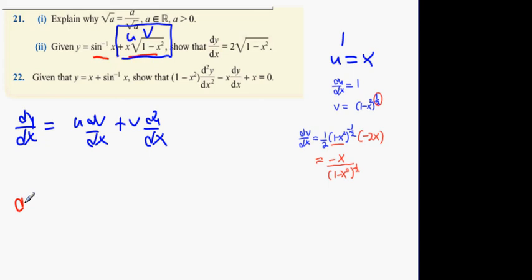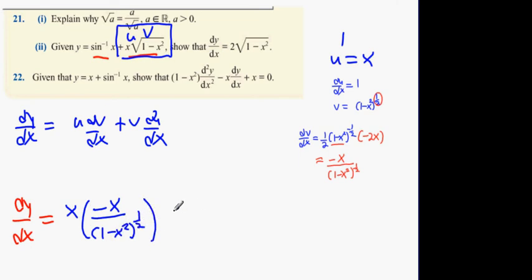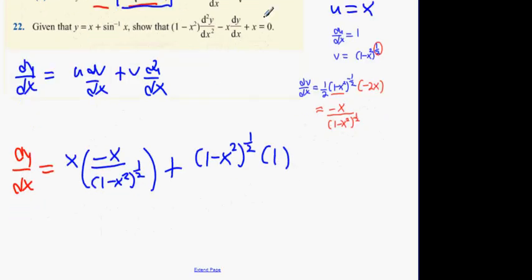So we're going to get dy dx ends up to be x times the dv dx, which is going to be x times minus x all over 1 minus x squared to the power of a half, close bracket, plus v. v is 1 minus x squared to the power of a half, and that's going to be multiplied by du dx. And what's du dx? du dx is 1.